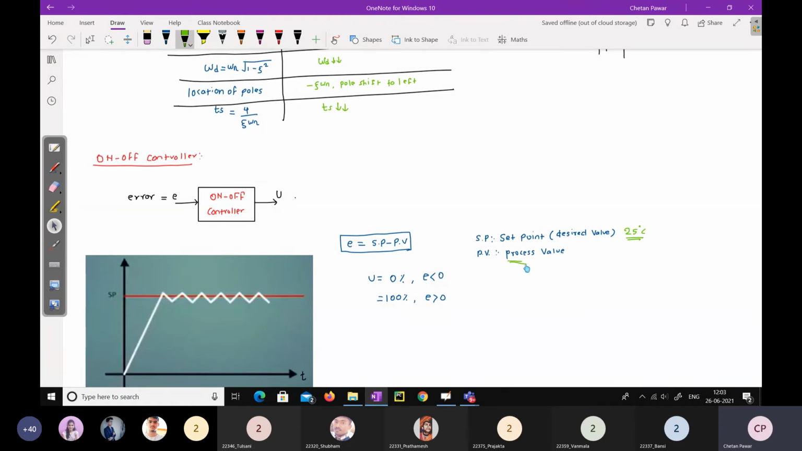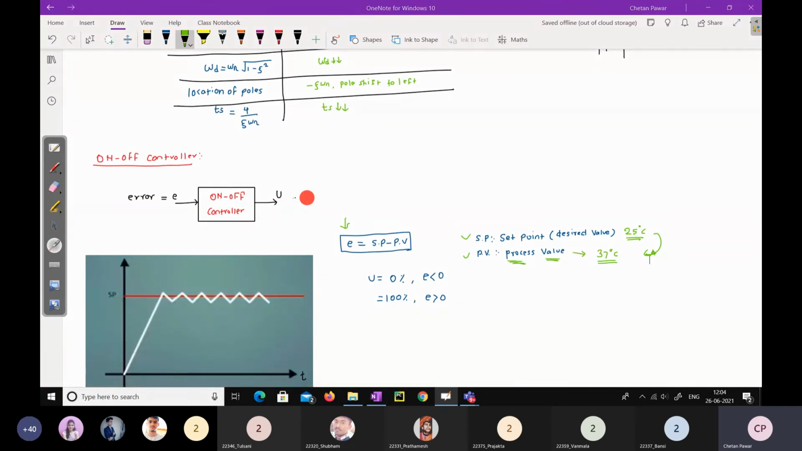Now, what is meant by process value? Process value means whatever feedback you are getting. If you applied any sensor here in the room, in your overall control system, there is one sensor measuring the room temperature, and that sensor output says the room temperature is 37 degrees Celsius. This is my process value. And what is the error? The difference between these two. Now on this difference, the on-off controller output will be decided.